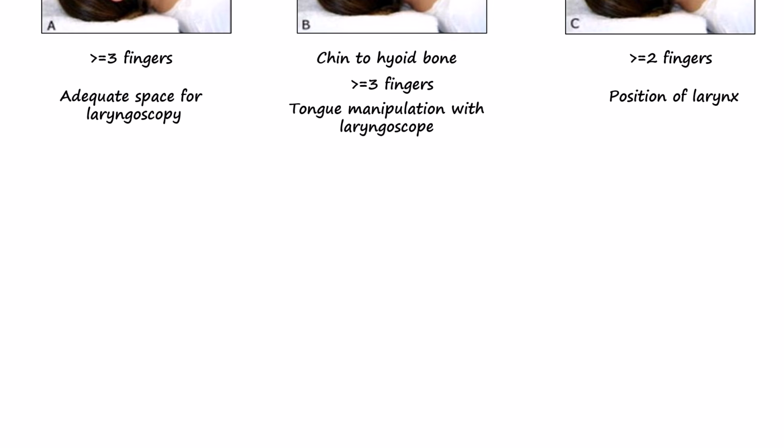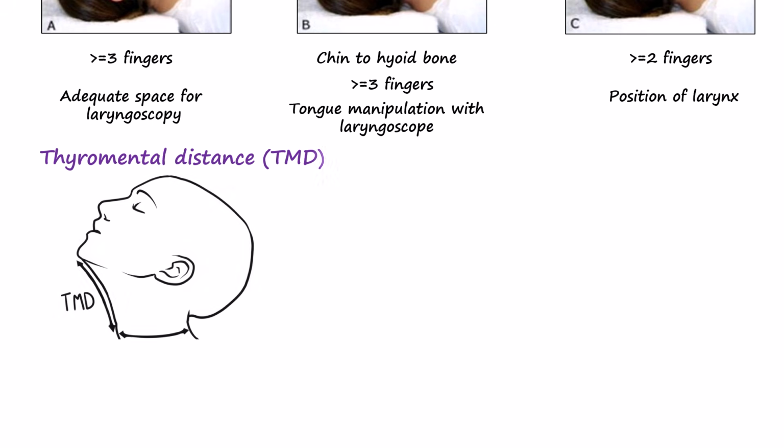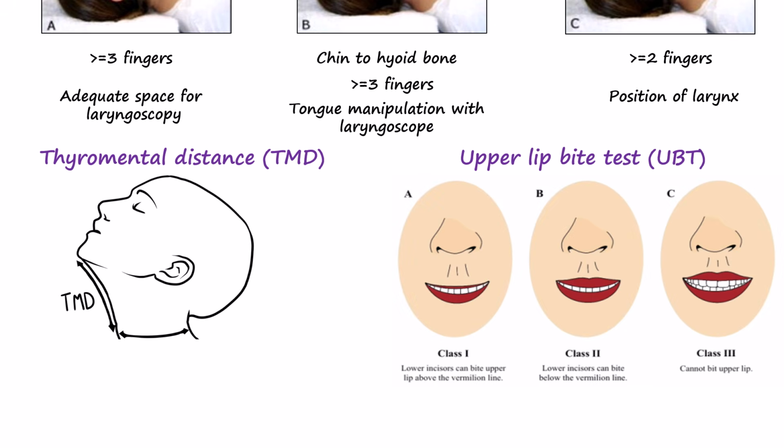Along with the LEMON criteria, the assessment can also include the thyromental distance and the upper lip bite test. The thyromental distance is the straight line measurement from the thyroid notch to the tip of the chin with the neck fully extended. It serves as an indicator of the mandibular space available to accommodate the tongue during laryngoscopy. A measurement of less than 6.5 centimeters or approximately 3 finger breadths suggests limited space.